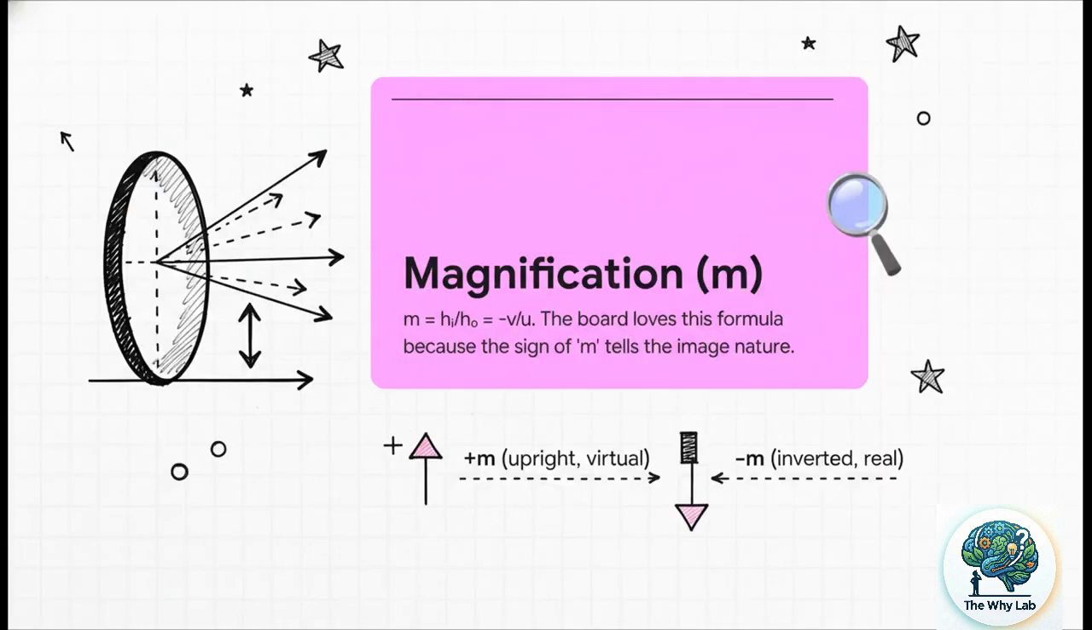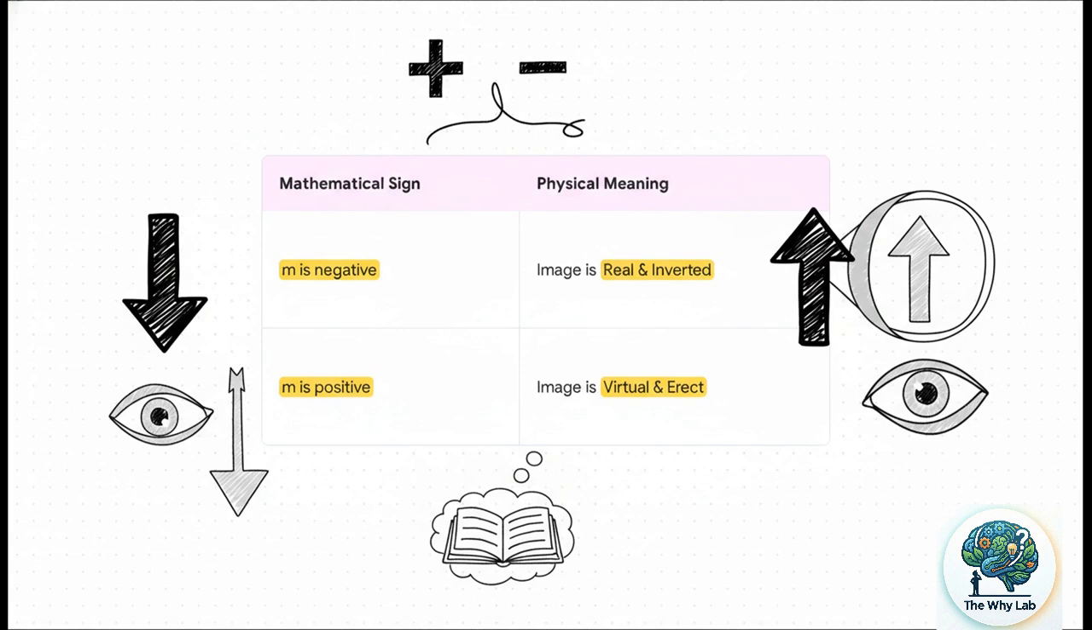Now, once we've figured out where the image is using that first formula, this next one tells us what it looks like. The magnification formula does more than just tell you if the image is bigger or smaller. That second part, negative V divided by U, that's the magic ticket. It tells us the very nature of the image. Is it upright or is it inverted? And this is where the puzzle pieces come together.